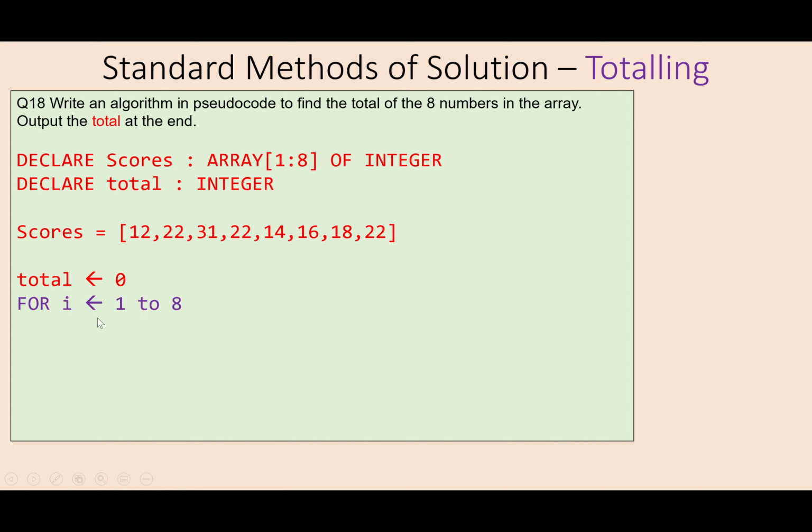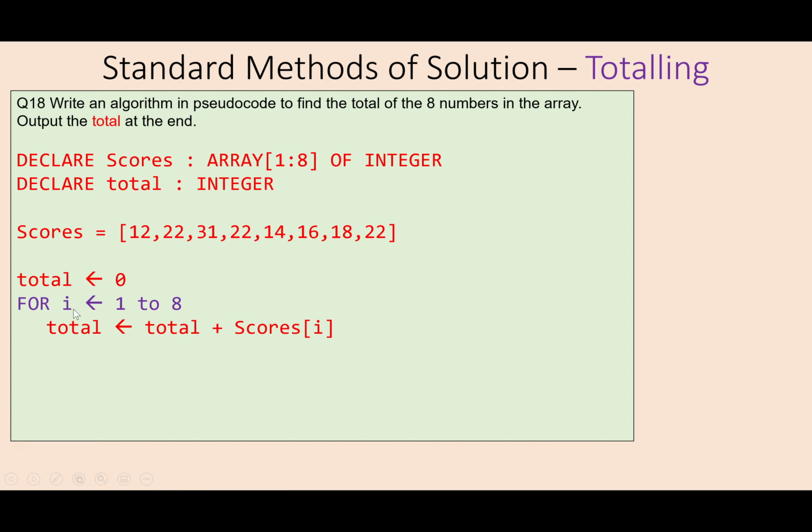Okay, so for I assign 1 to 8, I've counted there are 8 elements in this array, so I know my loop needs to run 8 times. You could do what we've been doing previously and say for I assign 1 to length scores. Length scores will also return 8, so that's quite useful to do. And then total is going to be total, which is 0 initially, plus scores I.